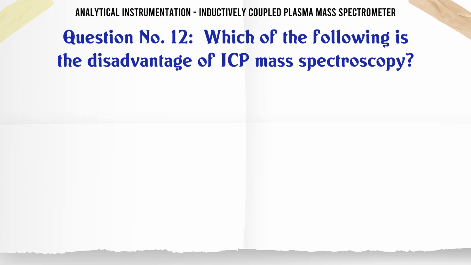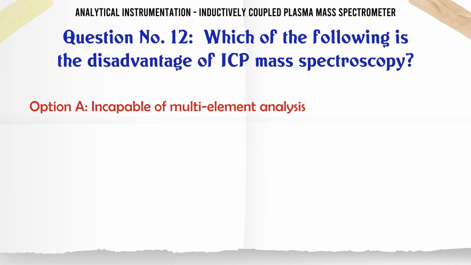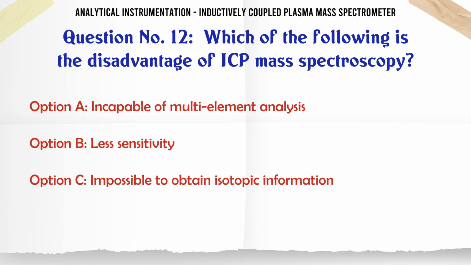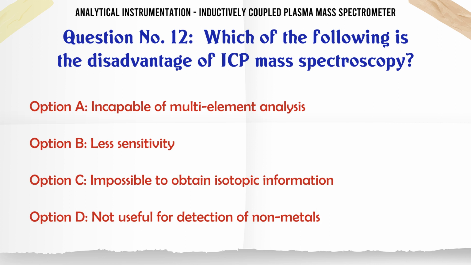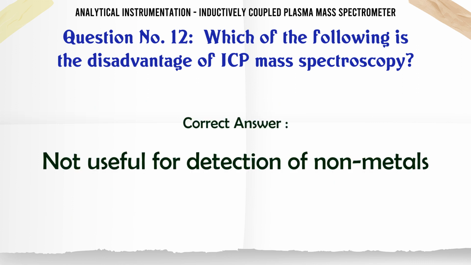Which of the following is a disadvantage of ICP mass spectroscopy? A. Incapable of multi-element analysis, B. Less sensitivity, C. Impossible to obtain isotopic information, D. Not useful for detection of non-metals. The correct answer is not useful for detection of non-metals.